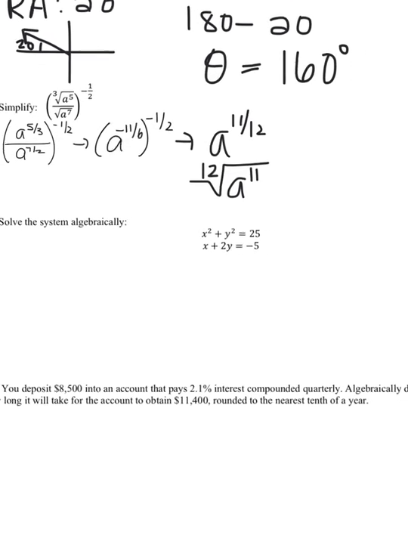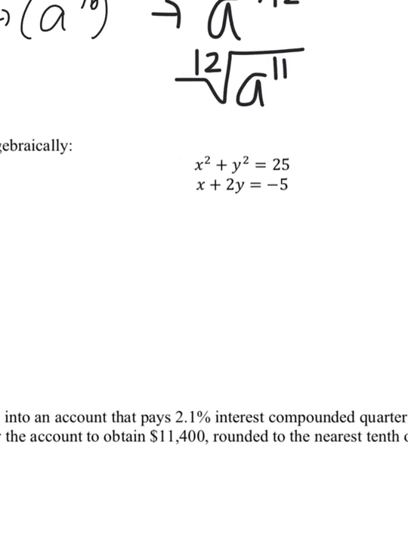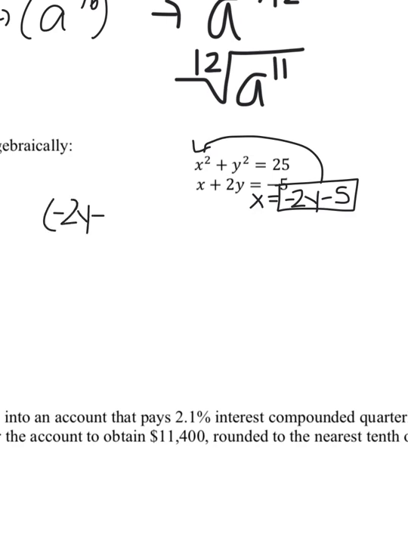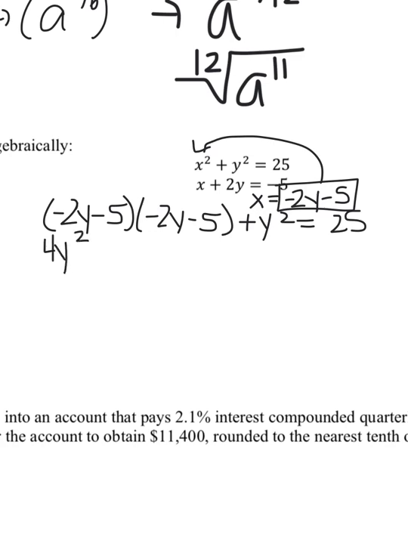Number 12, we have a system of equations. This is a circle and a line. So for my line, I'm going to rewrite this as x equals -2y minus 5. I'm going to take this piece and plug it in for x in the other equation. So then I have -2y minus 5 squared, which is really -2y minus 5 times -2y minus 5, plus y squared equals 25. I double distribute and I get 4y squared plus 10y plus 20y plus 25 plus y squared equals 25.